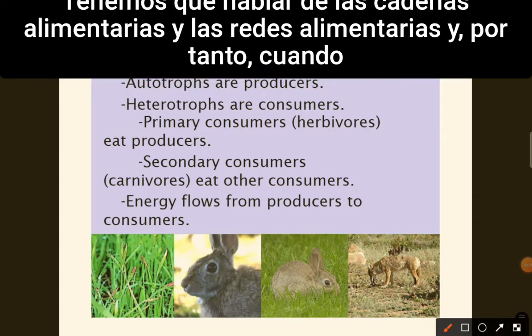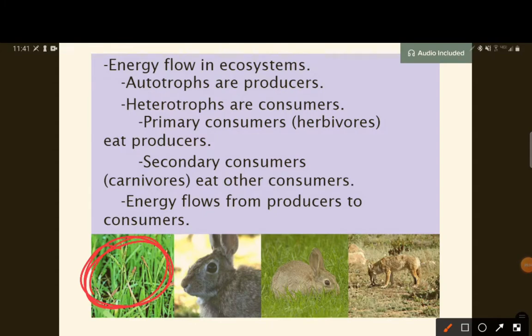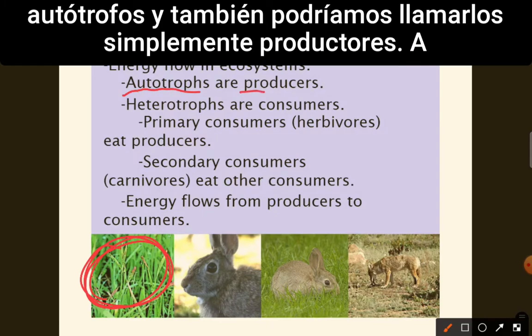We have to talk about food chains and food webs. And so when we talk about that, let's start at the beginning here. At the beginning of every food chain, we have what are called autotrophs, and we could also just call them producers.